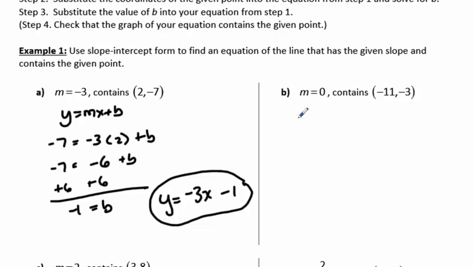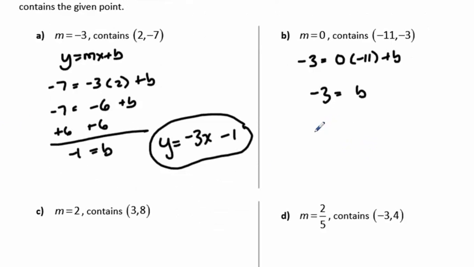In the next one, m is going to be 0, and it's going to contain the point negative 11, negative 3. So the y value is negative 3 equals m, which is 0, times the x value, negative 11, plus b. So negative 3 is equal to 0 plus b, or b. And my equation is y equals 0x plus b, b being negative 3. But this isn't simplified. You wouldn't write 0x. You would write instead y equals negative 3.